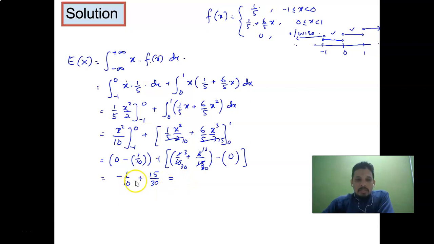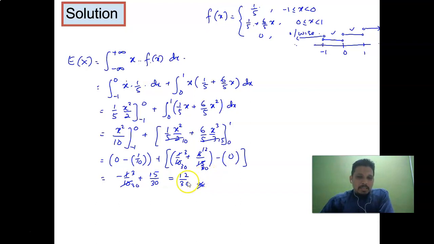So let's simplify this one here now. This part here now, to equalize the denominator here, this 10 we multiply with 3, it gives you 30. So 1 times 3 equal to 3. So negative 3 plus 15 equal to 12 divided by 30. Okay, 12 divided by 30.